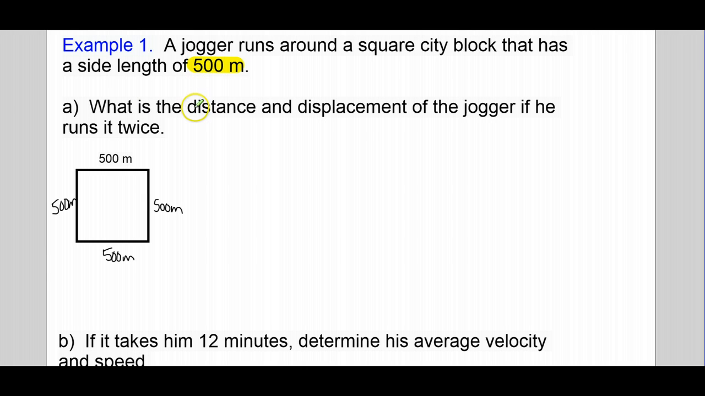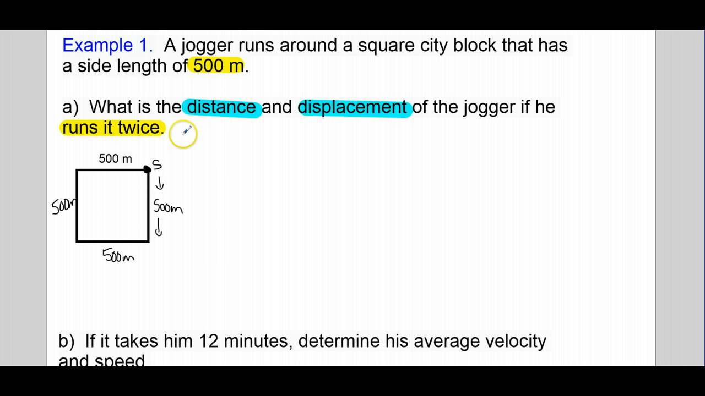What is the distance? So in another color, I'd say what is required of us? What is the distance and what is the displacement? If this jogger runs it twice. So here's another piece of given information. This jogger ran around the city block twice. So here's how you're going to approach a situation like this. Figure out a start. Doesn't really matter because it's going to make a complete block. It starts here and it goes around twice.